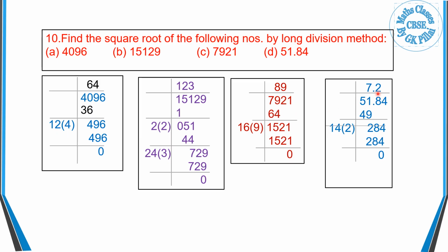And this is a decimal number. 51.84. 7 sevens are 49. I am writing here. 2 down. 49, 51 minus 49. And I have to bring 84 down. There is no need to put the decimal place here. But here you should definitely put the decimal place. So 7 twos are 14. And 2 I am putting in bracket. 142 multiplied by 2, I get 284. 284 minus 284 will be 0. That means the square root of 51.84 is 7.2.